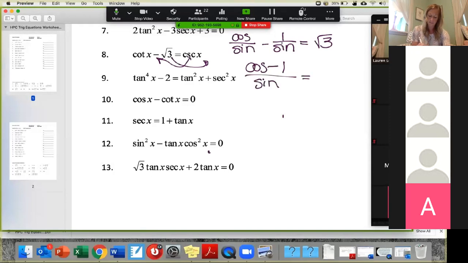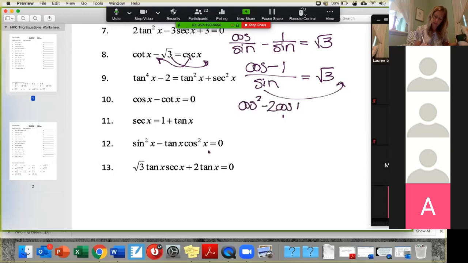You have cosine over sine? For cotangent? Yeah, I replaced. Oh, yes. Okay, you did it like that. Okay. So then I multiply my sine over here and then square both sides. So that's what would give me cosine squared minus 2 cosine plus 1 equals 3 sine squared. I would do just like I did on the last one, replace the sine squared with 1 minus cosine squared. And then solve from there.